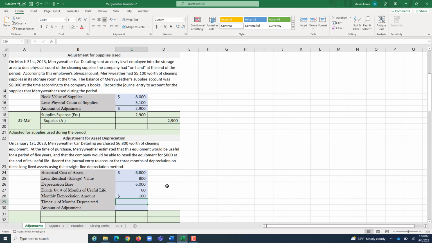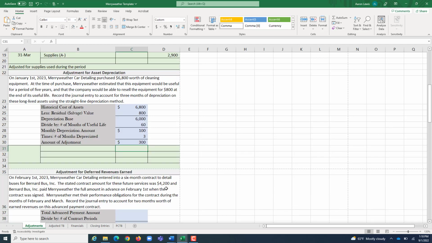We're making this adjustment on March 31st of 2023. How many months do we have to depreciate for? Well, if we bought it on January 1st and it's now March 31st, that is January, February, March. That is 3 months. Which means over the first quarter of 2023, our equipment will have lost $300 in value. 100 times 3. So in our adjusting entry to record this asset depreciation, we are going to debit depreciation expense.